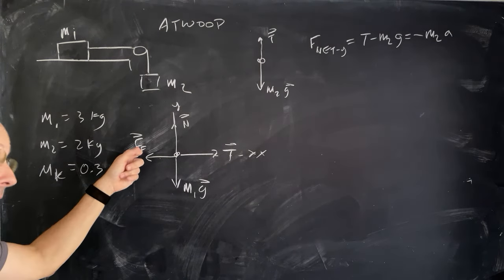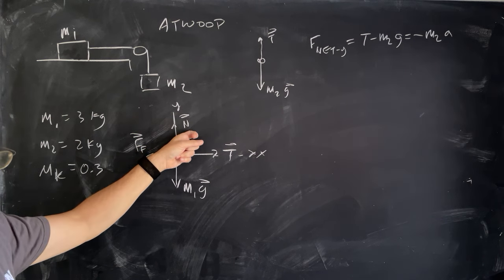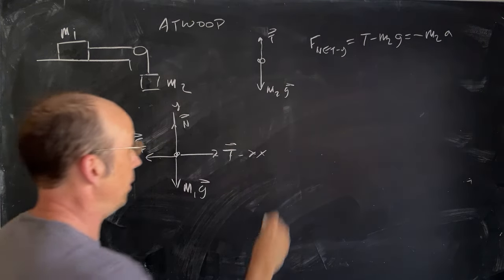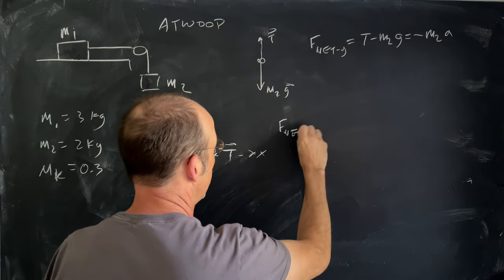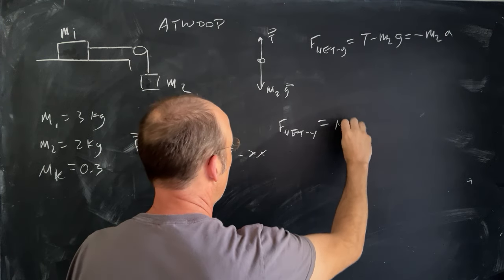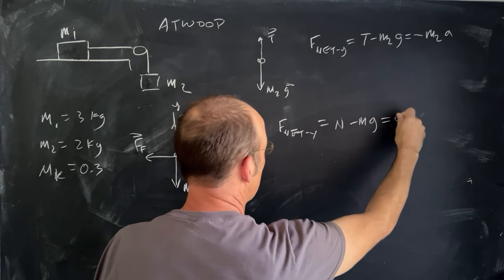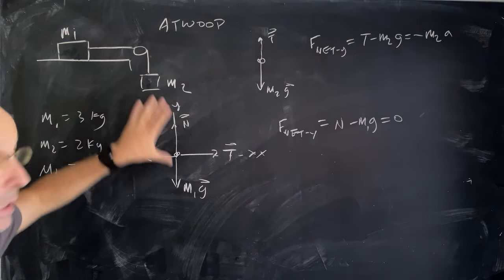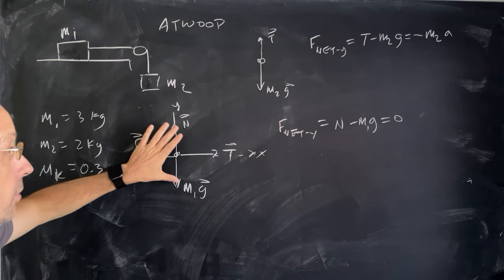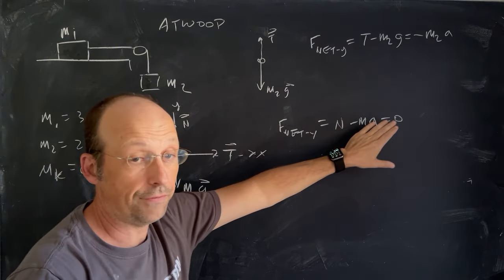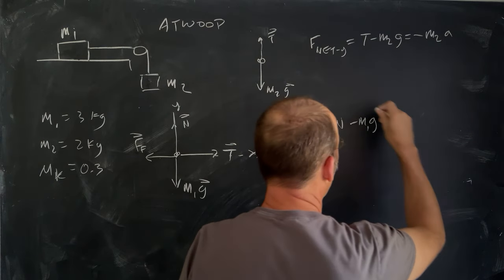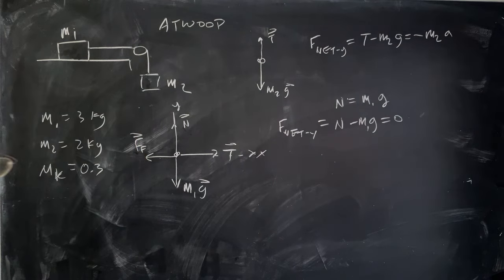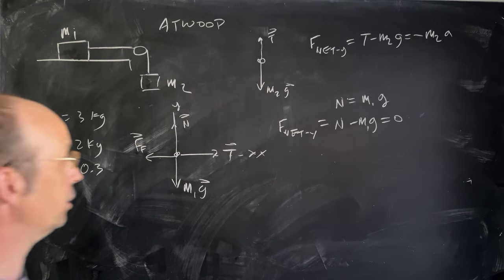Now, if I want to find the friction force, I'm going to need the normal force. So if I want the normal force, I'm going to have to write Newton's second law in the y direction for this block. F net y is going to be equal to N minus m1g, and the acceleration in the y direction is 0 because the block stays on the table. Those are the only two forces in the y direction. They have to add up to 0. I can use that to solve for N, and I get N equals m1g. The magnitude equals that.